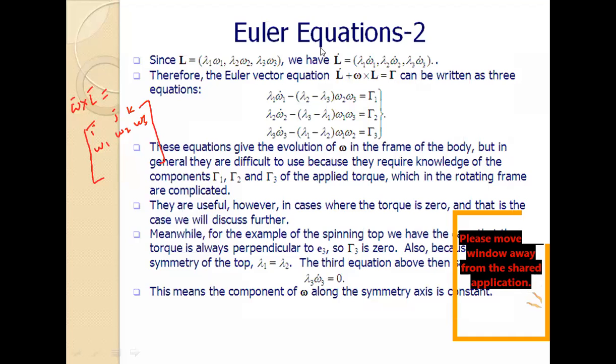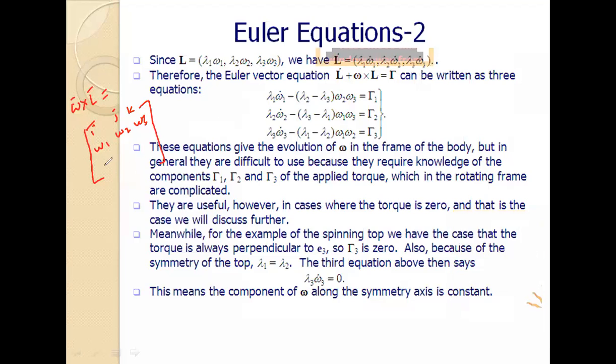So 45, I think now only 10 members are absent. 10 to 15 maybe, but okay, it doesn't matter. Yeah, 45 is fine. So L1, L2, L3. So what are we going to get? Tell me here. I dot, right? Omega 2 L3 minus omega 3 L2, right?